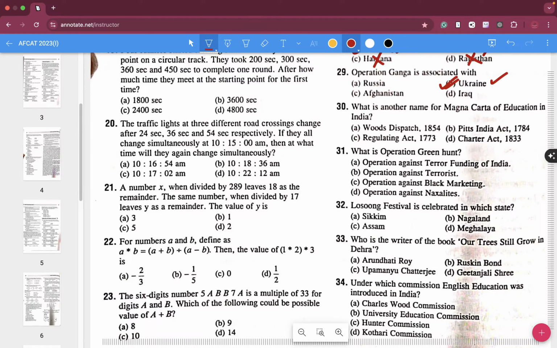Okay, then Magna Carta of education in India was called the Woods Dispatch of 1854. In this particular reform, what actually happened is that the system of vernacular education in the formative education was given its way, that's one. And English education was also given its way, right? And Bombay University, Madras University, Calcutta University also came into establishment during this particular Woods Dispatch only.